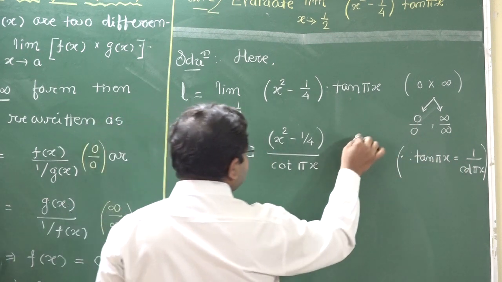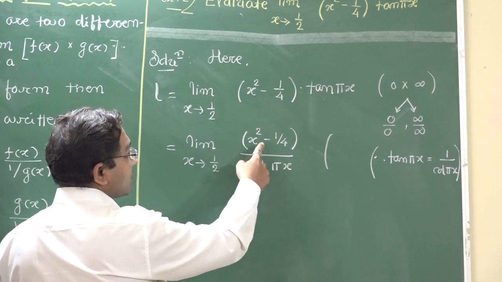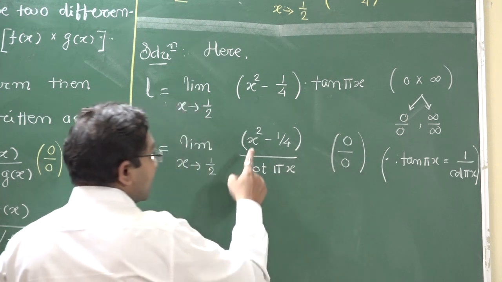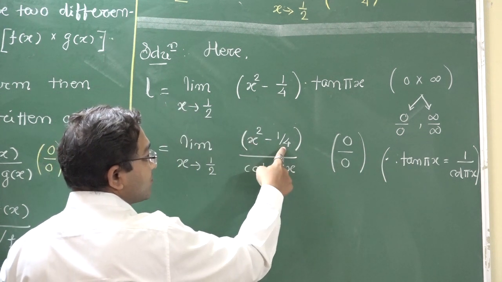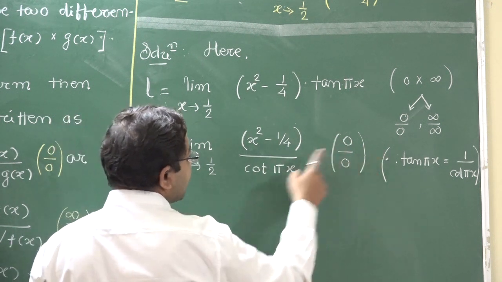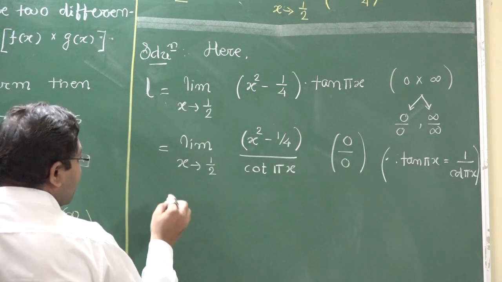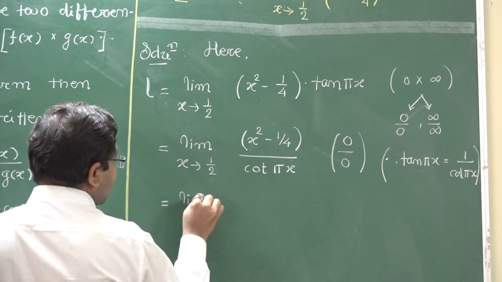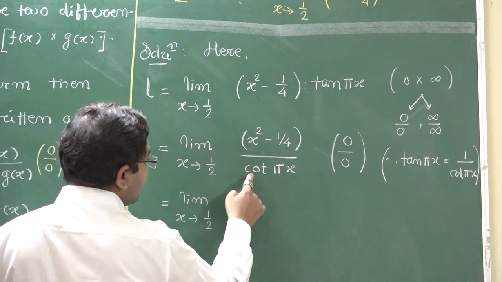And observe that after substituting the limit x tends to 1 by 2 in the given expression, we get 0 by 0 form. Here 1 by 2 square is 1 upon 4, so 1 upon 4 minus 1 upon 4 is 0. Here tan pi by 2 is infinite, so cot pi by 2 is 0. So that is 0 upon 0 form. So take differentiation with respect to x, numerator as well as denominator.